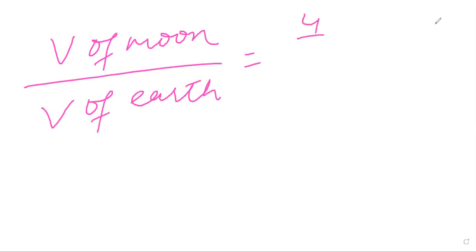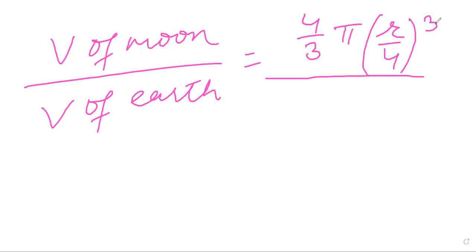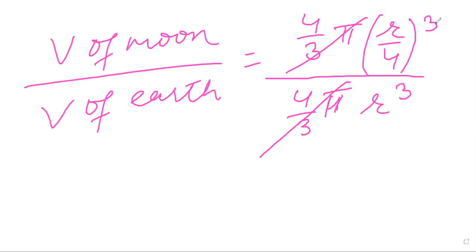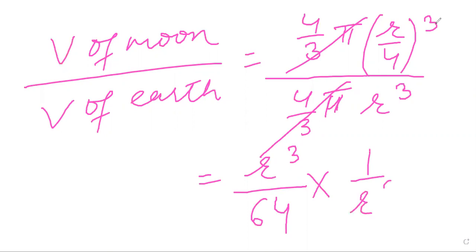is equal to 4 upon 3 pi, radius of the moon is r upon 4 cube, divided by the volume of earth, 4 upon 3 pi, radius of the earth is r cube. Now you can cancel it. 4 upon 3 pi will be cancelled, and solve it. R cube upon 4 cube, that is 64, into 1 upon r cube. R cube and r cube cancel, it's 1 upon 64. So the fraction of their volume is 1 upon 64.